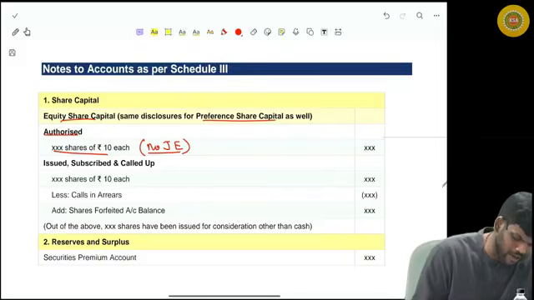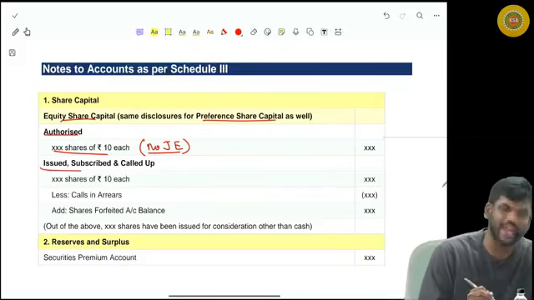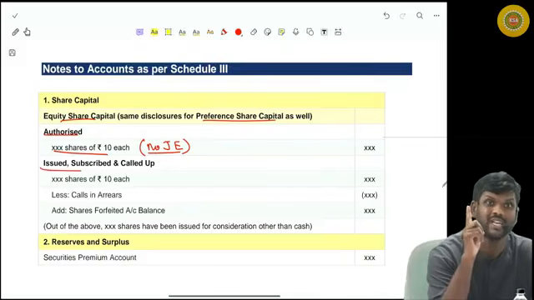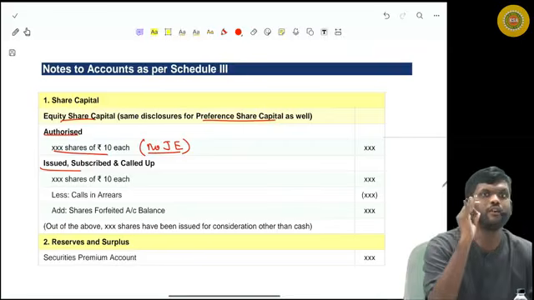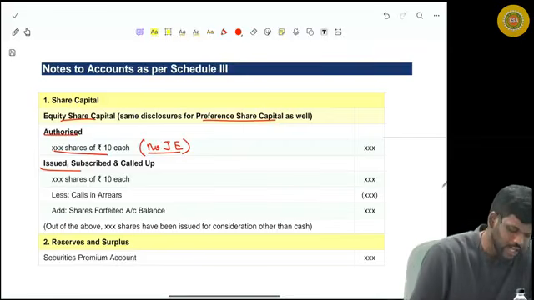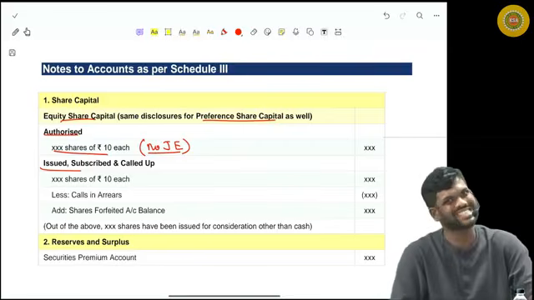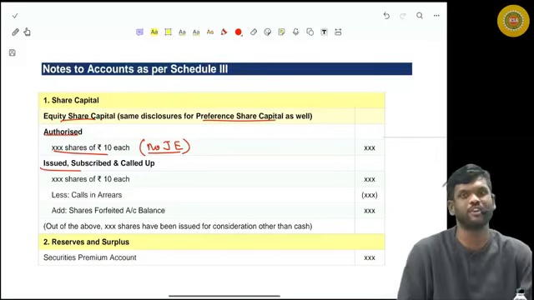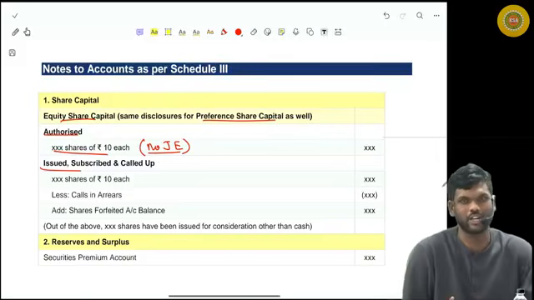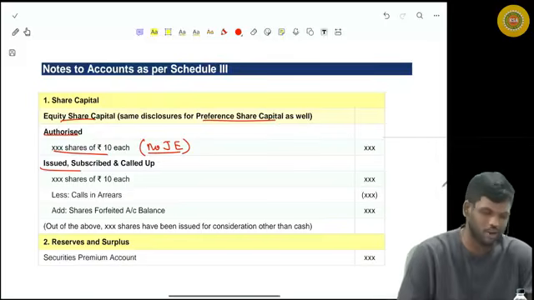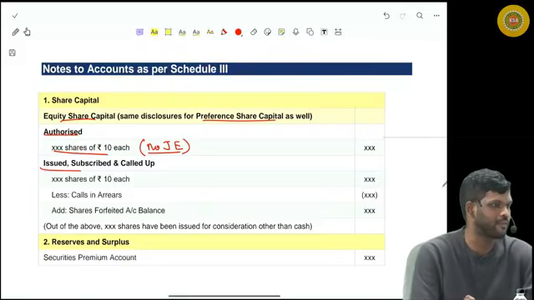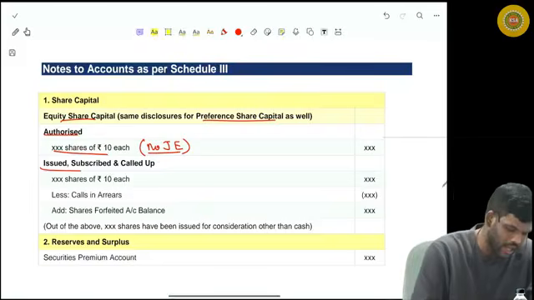What is very important for us is issued capital, because only for those shares that we have issued should we pass a journal entry. So first mention how much is the authorized capital. That information will be given to you in the question. You are not expected to calculate. You cannot calculate also. So authorized share capital information will be given to you in the question.